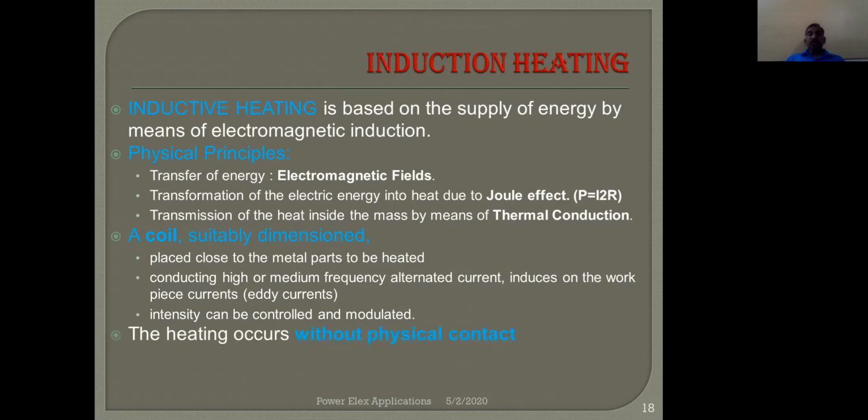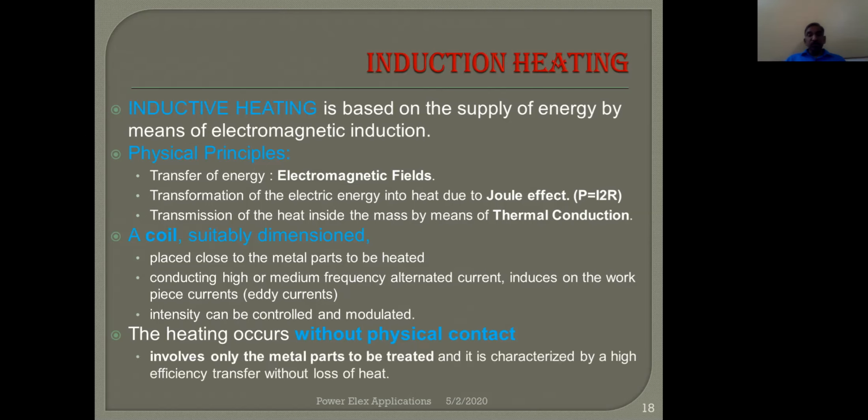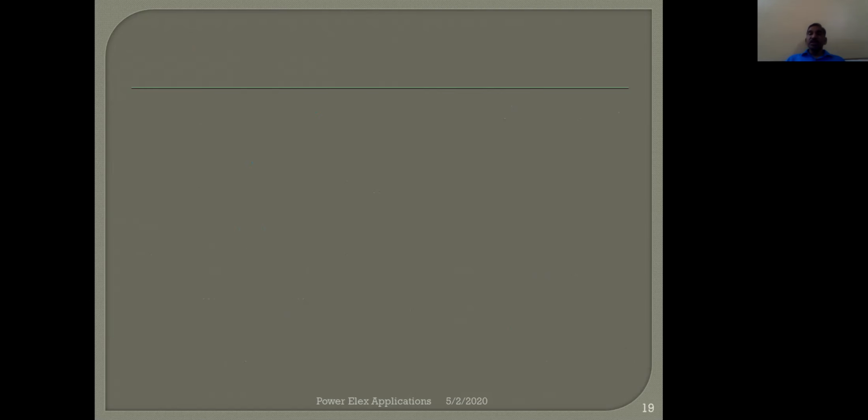The intensity control of these radiations is nothing but controlling the heating period of the metal. The most important part is that there is no physical contact between the metal object or workpiece and the induction coil. This involves only metal parts to be treated and is characterized by high energy transfer without loss of heat, because metals are good conductors of heat. Based on these basic principles, we design and use the induction heaters, which are heavily used in the industries.